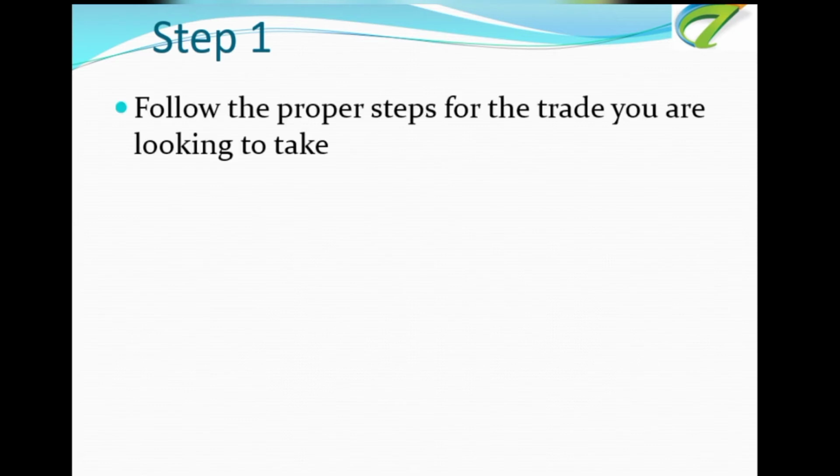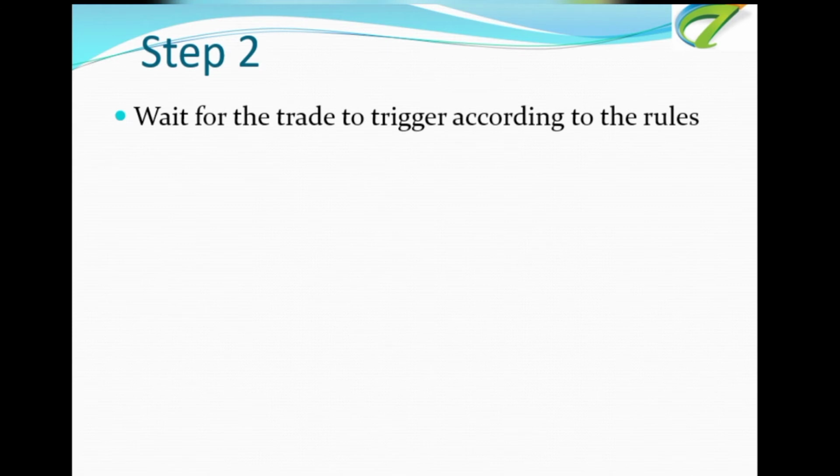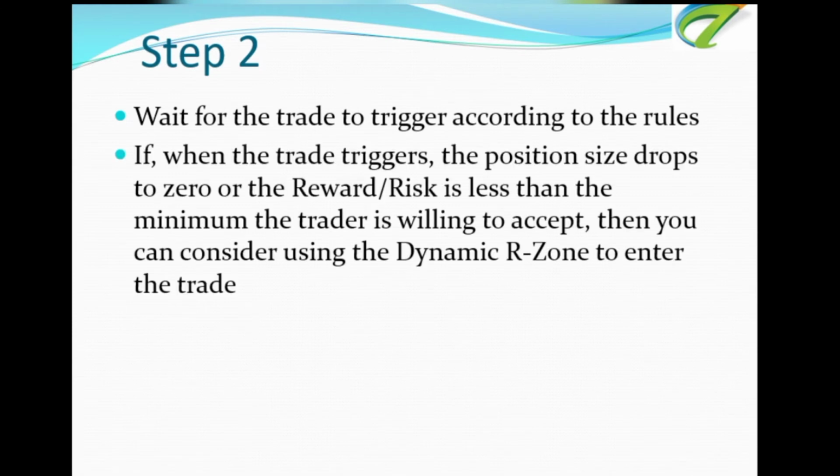Step 1. Follow the proper steps for the trade you are looking to take. For example, if you are doing a trend line trade, then you should either be following the steps we have outlined for taking a trend line trade, or you have made it your own, with the steps you have outlined in your trading plan. Just follow your own plan to give you confidence in future. Step 2. Wait for the trade to trigger according to the rules, the rules again which you have set for yourself.